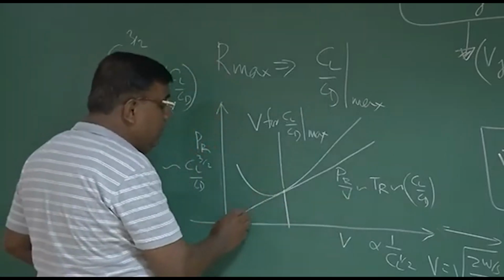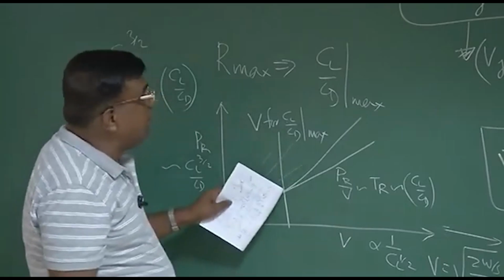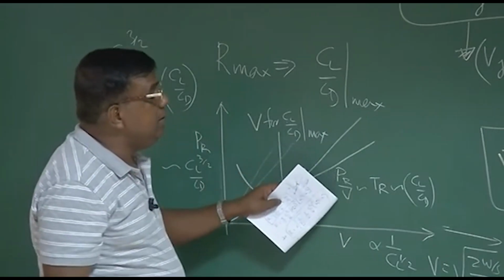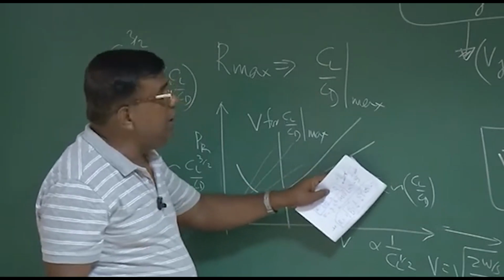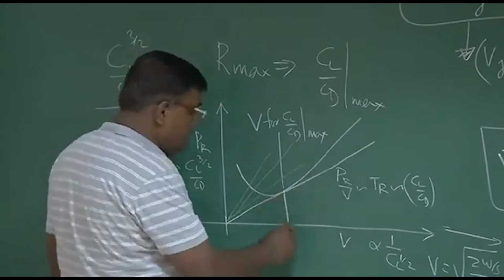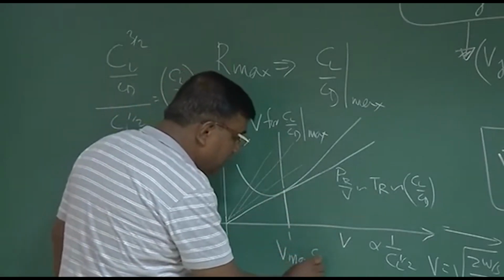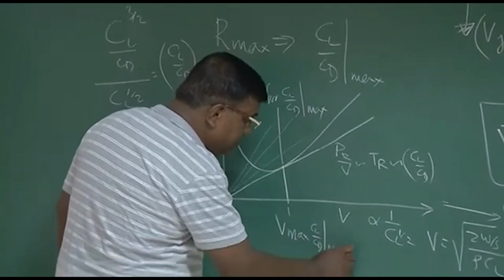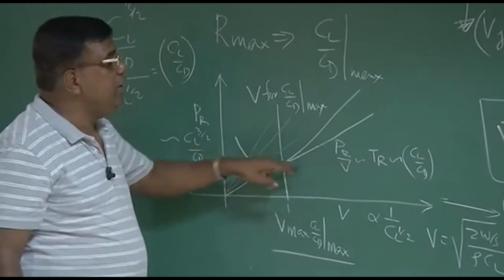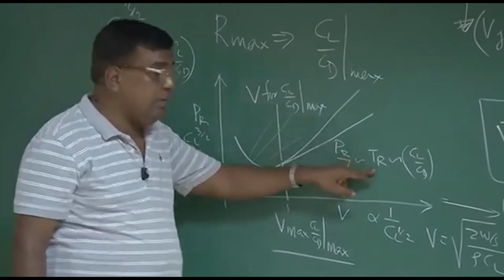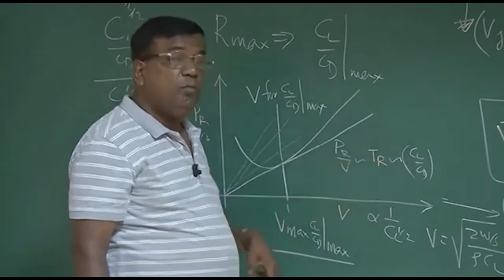Any other line if you draw, we have seen that the slope will increase. So this is the velocity at which PR by V is minimum, or thrust required is minimum, which implies CL by CD is maximum. So this is the V for CL by CD max. I repeat, this is the point where this slope PR by V is minimum, that is thrust required minimum, and that thrust required minimum means you have to fly at CL by CD maximum.